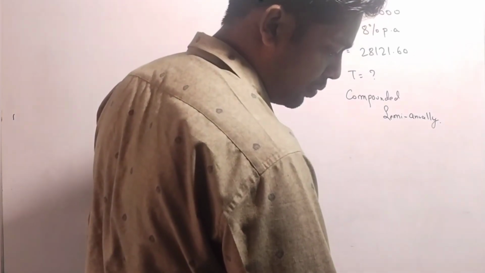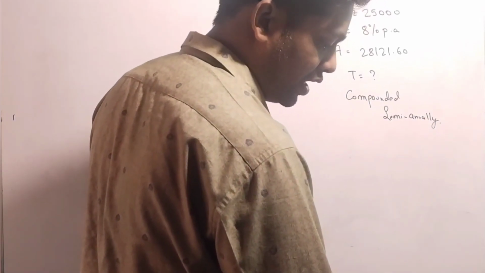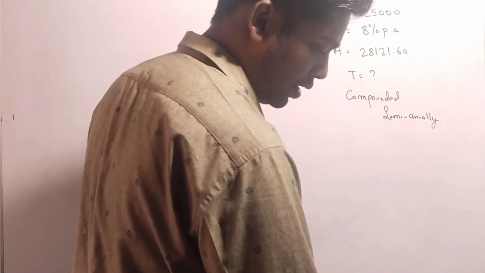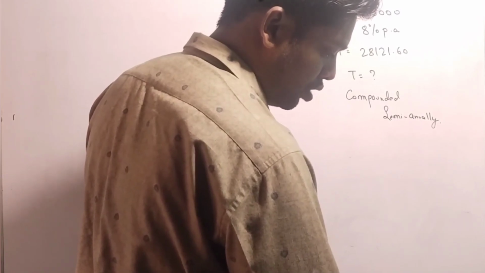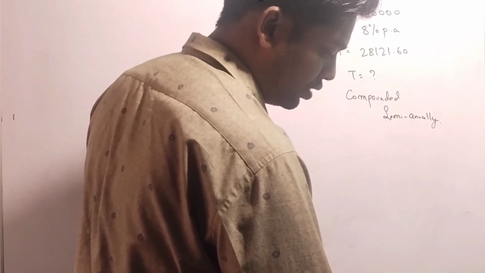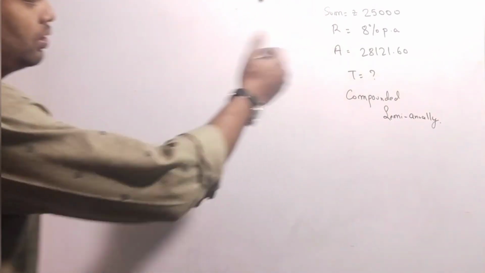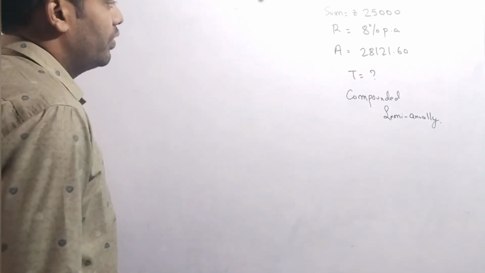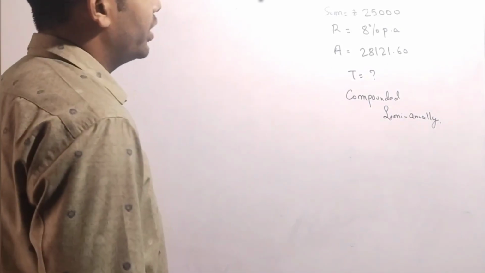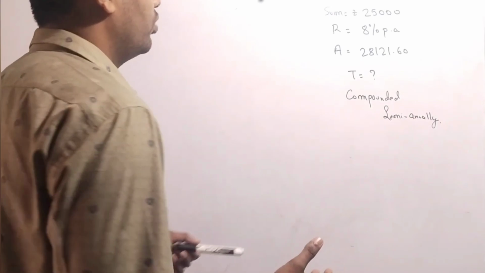The question is, the sum of rupees 25,000 invested at 8% per annum compounded semi-annually amounts to rupees 28,121.60. Compute the time period for the investment. If you want, you can write the question so that you can solve it. I have gathered the information and written it down like that. Now I have to find out the time period. What I told you: whenever you have to find out any time period or rate of interest, try to do it using the formula only. It will be easy for you.